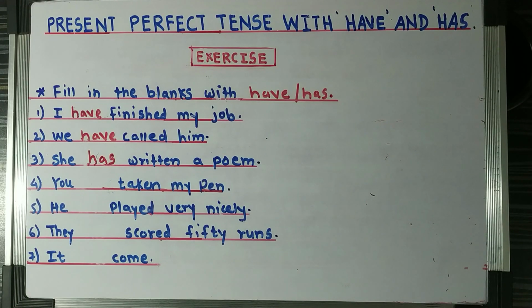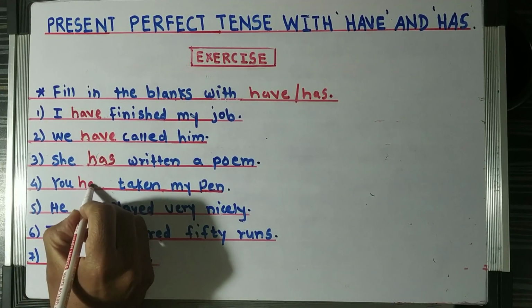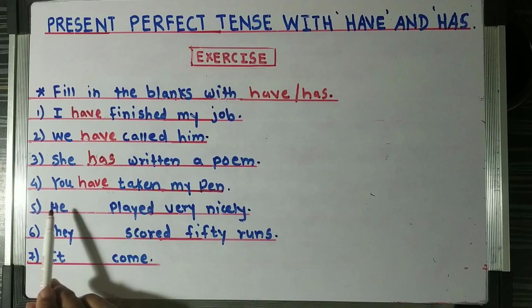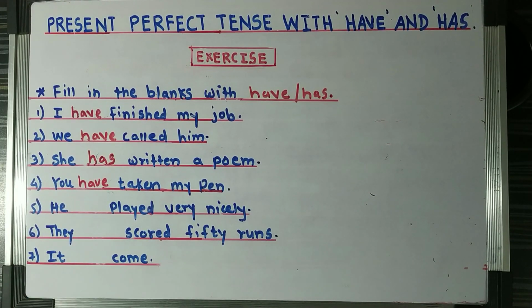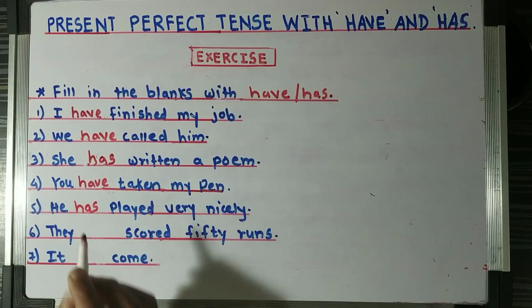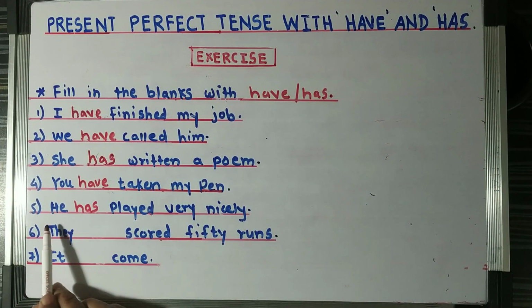Next one. You dash taken my pen. You have taken my pen. Here we have made use of the word have because the subject of the sentence is plural. Next one. He dash played very nicely. He has played very nicely. Here we have made use of the word has because the subject of the sentence is singular.